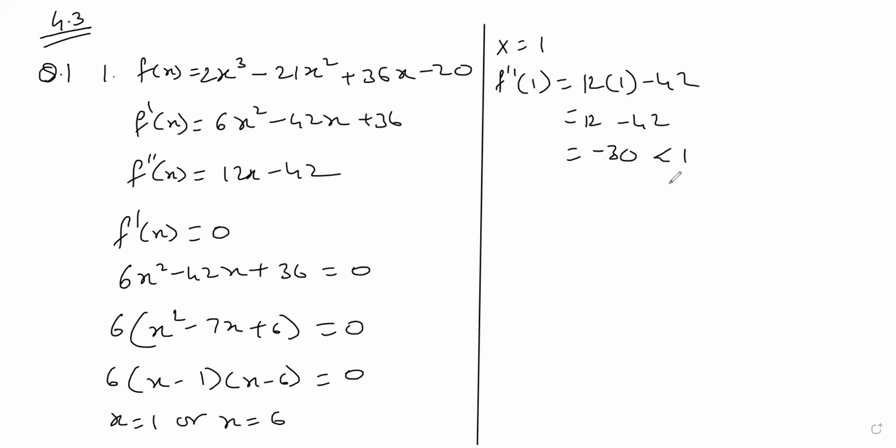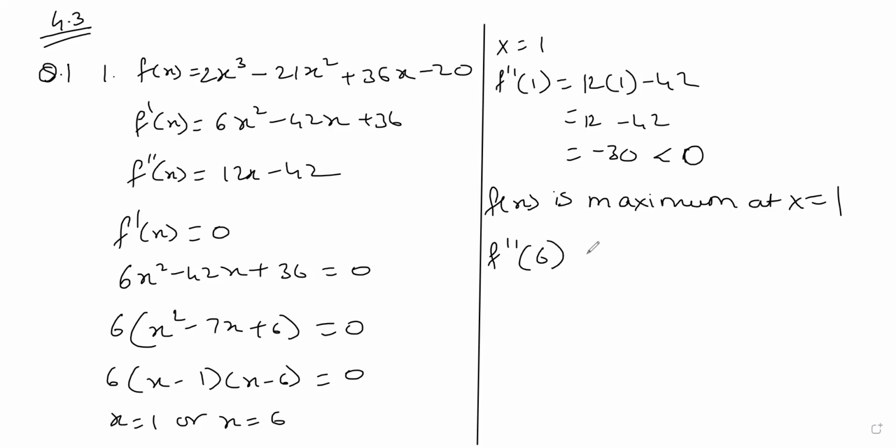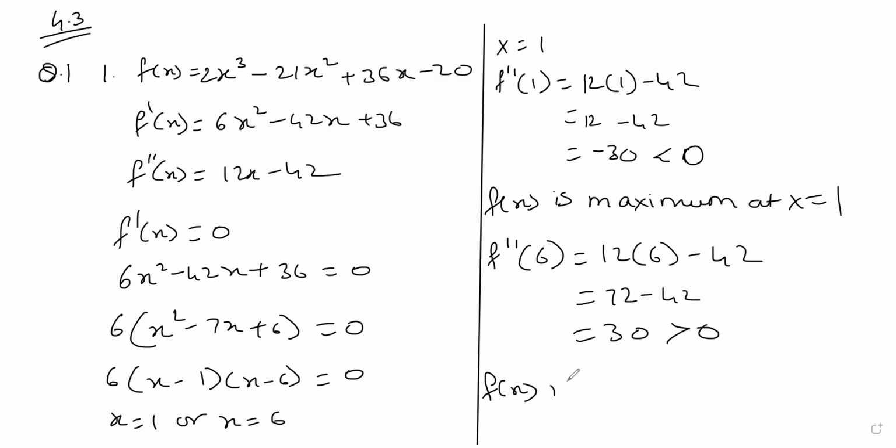Minus 30 is less than 0, and therefore f of x is maximum at x is equal to 1. We'll find out f double dash of 6. That is 12 into 6 minus 42. This is 72 minus 42. This is 30. It is greater than 0. So f of x is minimum at x is equal to 6.